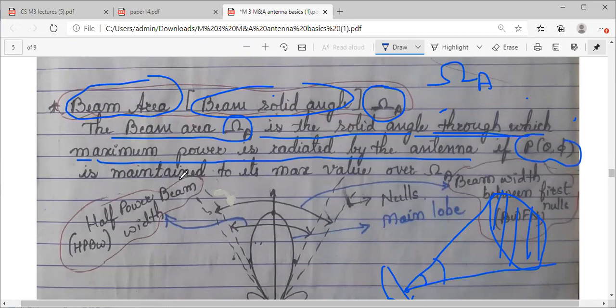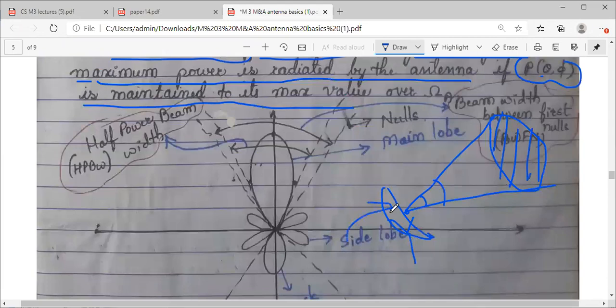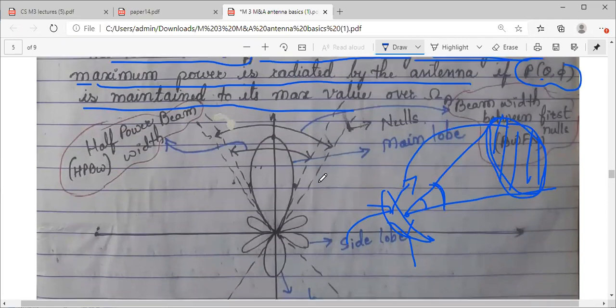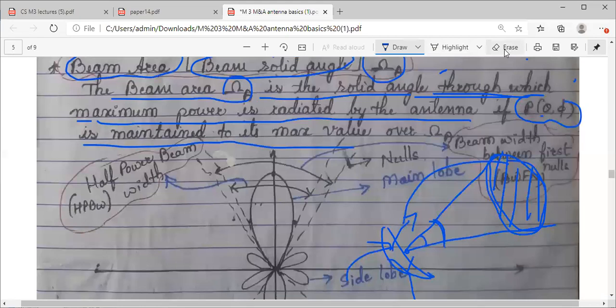If power is maintained at the maximum value, as much as possible, when the radiated power is at that maximum, in that condition whatever area is covered, the angle and the area, that we call beam solid angle. Hope you understood this definition.